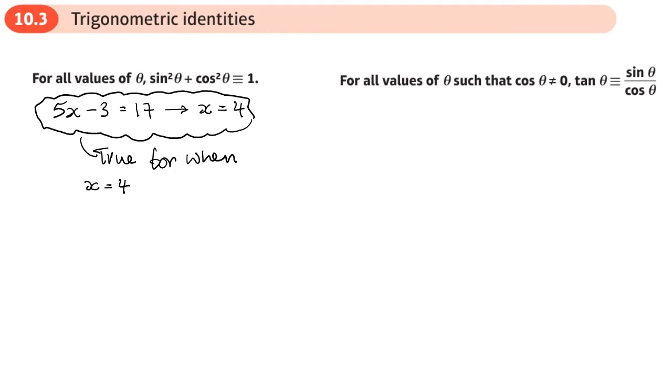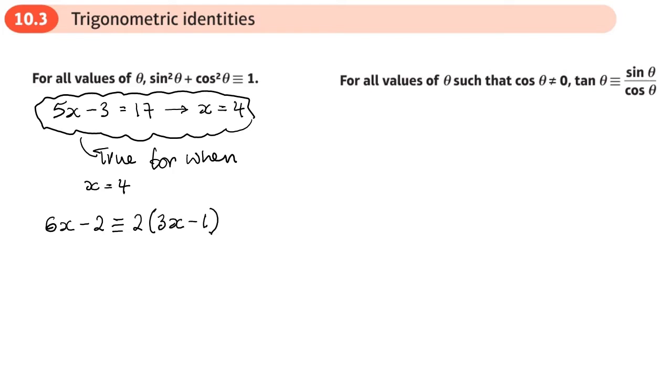But with an identity, it's true for all values of x, or whatever letter or variable we've got. So for example, if I had something like 6x minus 2, I could write an equivalent sign, and on this side I could write 2 outside the bracket, and then in the brackets we would have 3x minus 1.